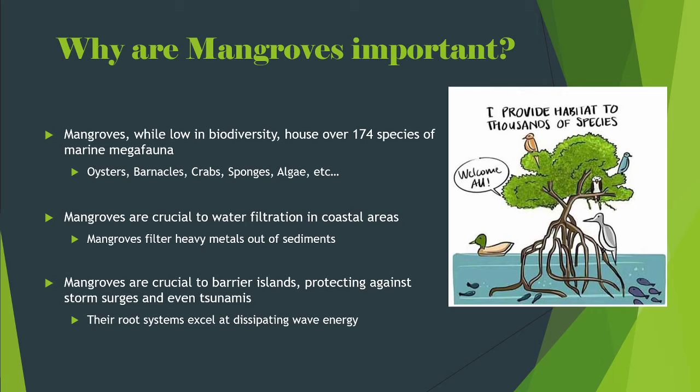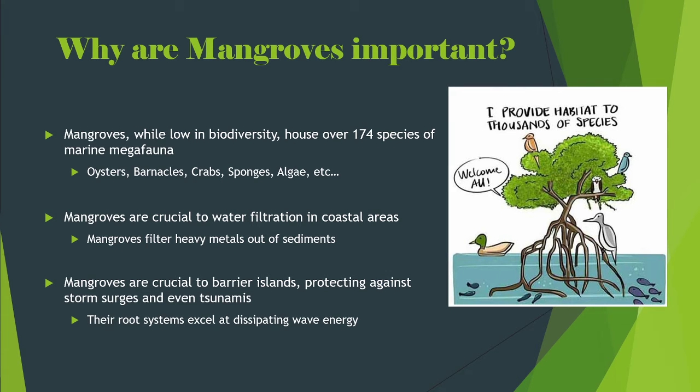Mangroves are incredibly important to our coastal ecosystems. They have typically low biodiversity, however, they do host all sorts of different organisms throughout the world. Over 174 species of marine megafauna call the mangrove home, including oysters, barnacles, crabs, fish, alligators, you name it, all find the mangrove as a crucial part of their ecosystem. They are also crucial to water filtration systems in coastal areas and actually do filter out heavy metals within the water and sediment of these coastal environments.